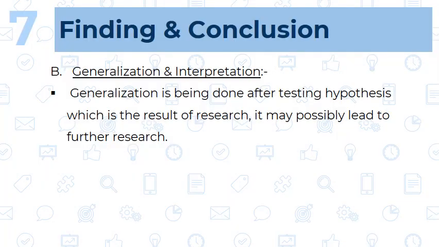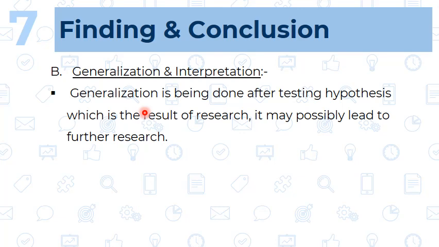And the next part of this is generalization and interpretation. Means after making the hypothesis testing, we are going to find out the proper conclusion, and with that conclusion we are going to make the generalization. So the generalization is being done after testing the hypothesis, which is called the result of the research. Means once we have tested the hypothesis, whether it is confirmed or disconfirmed, on the basis of that confirmation we are going to make the result of the hypothesis, and that is going to be the generalization.